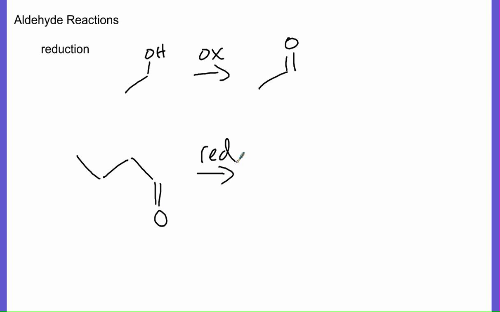and we're going to reduce it, which is the opposite of that first reaction, and then that means you just take that double bond and you turn it into a single bond, and it's a hydroxyl group now. So I had a butyraldehyde or a butanal, and I turned it into a butyl alcohol or a butanol.